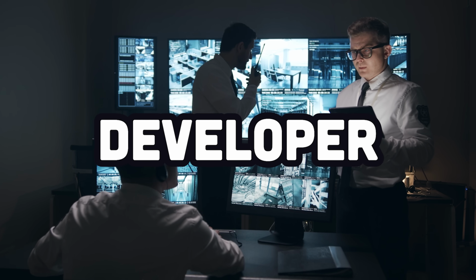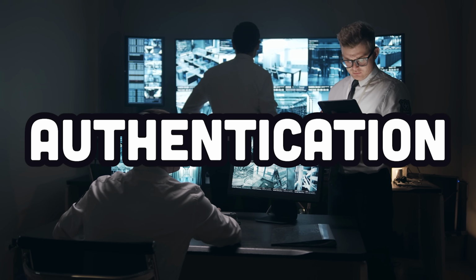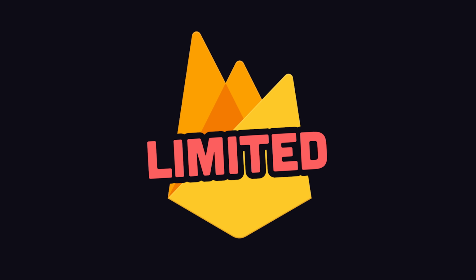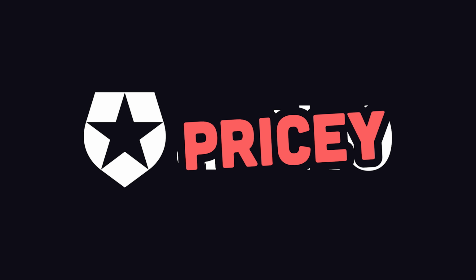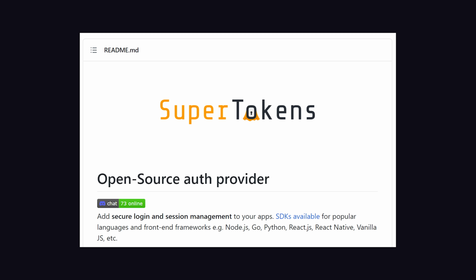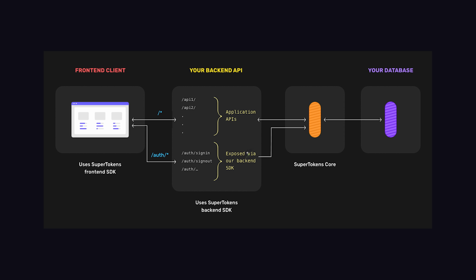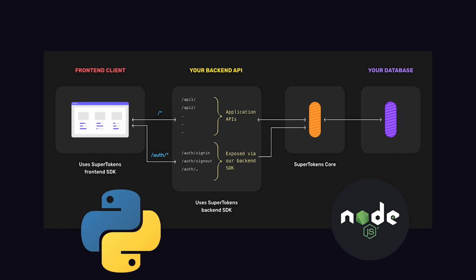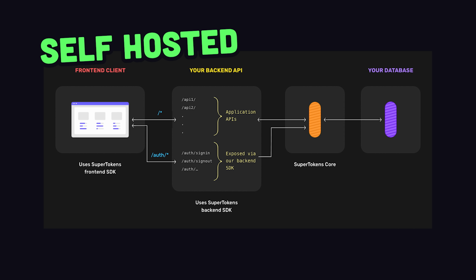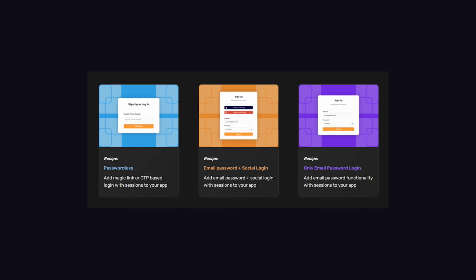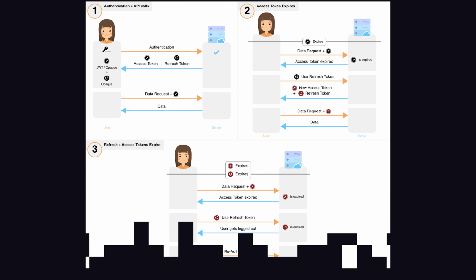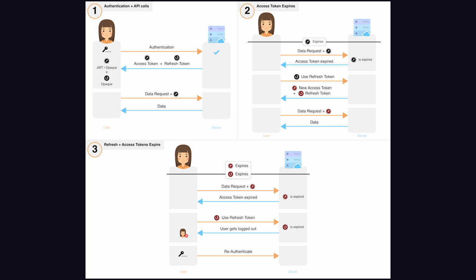Another problem that every app developer will need to solve is user authentication. Firebase is great, but it's somewhat feature limited. Auth0 is great, but it's expensive. And that brings us to Super Tokens, which is an open source authentication solution. It provides SDKs for runtimes like Node and Python, allowing you to quickly self-host a fully featured authentication system with support for OAuth providers, passwordless login, but most importantly, it deals with session management and security.